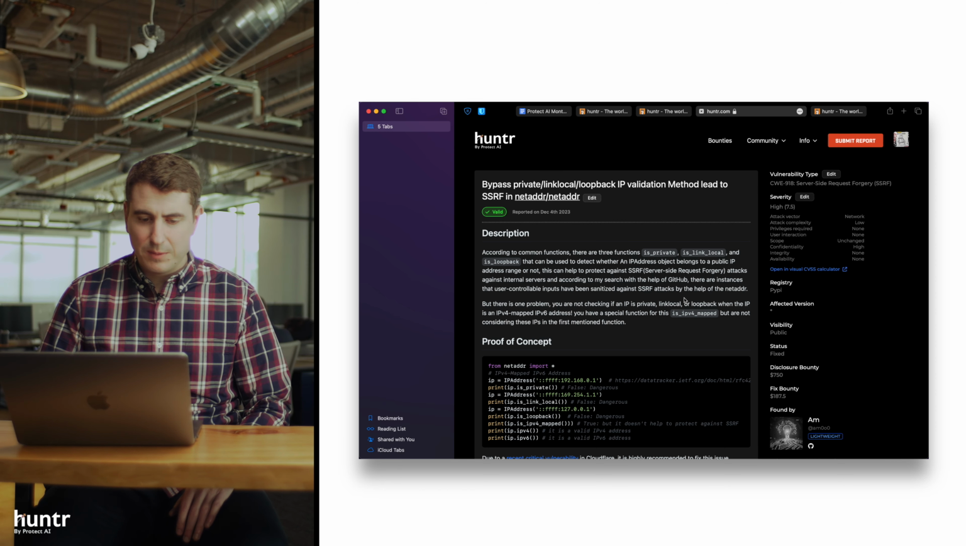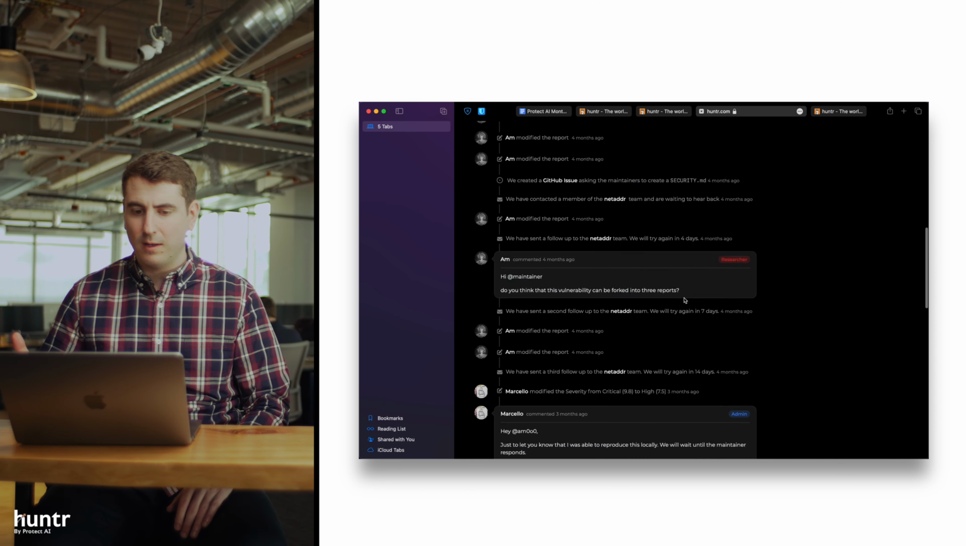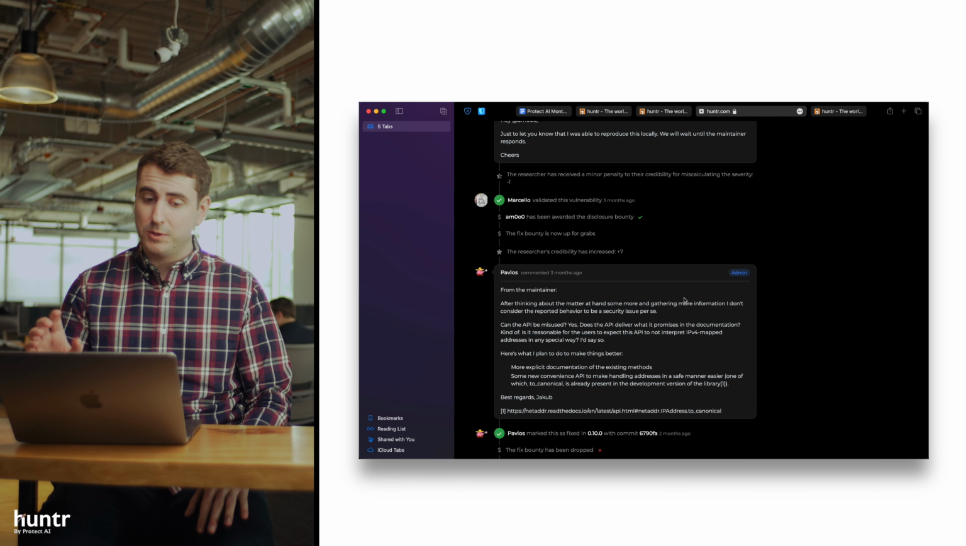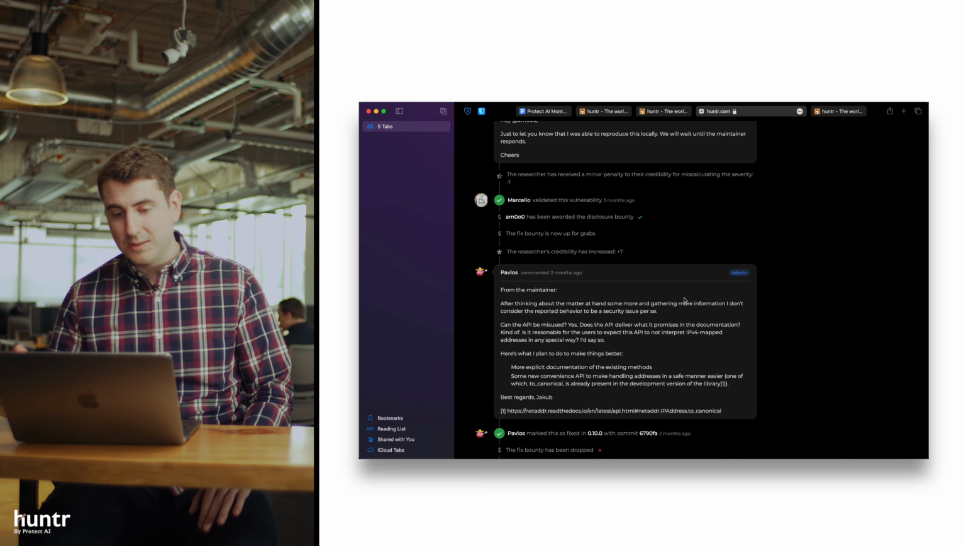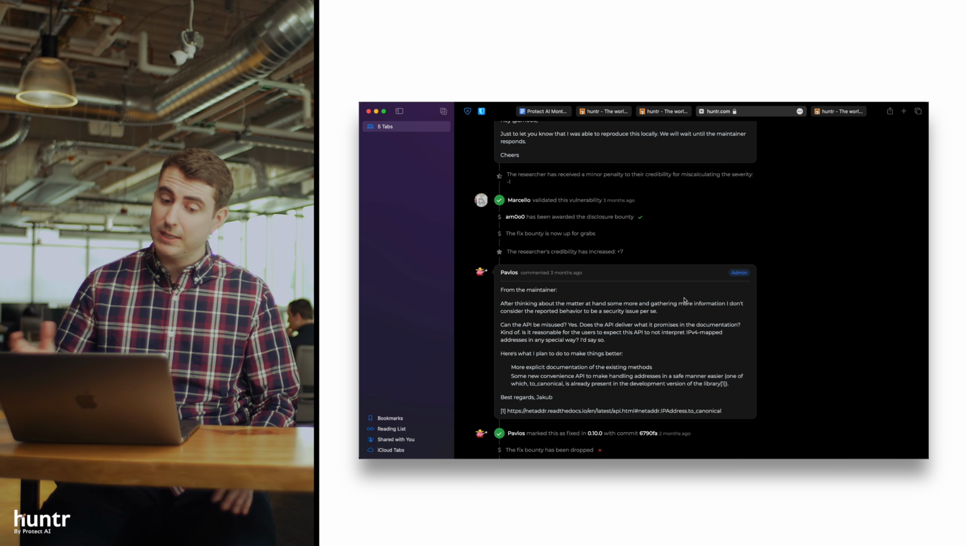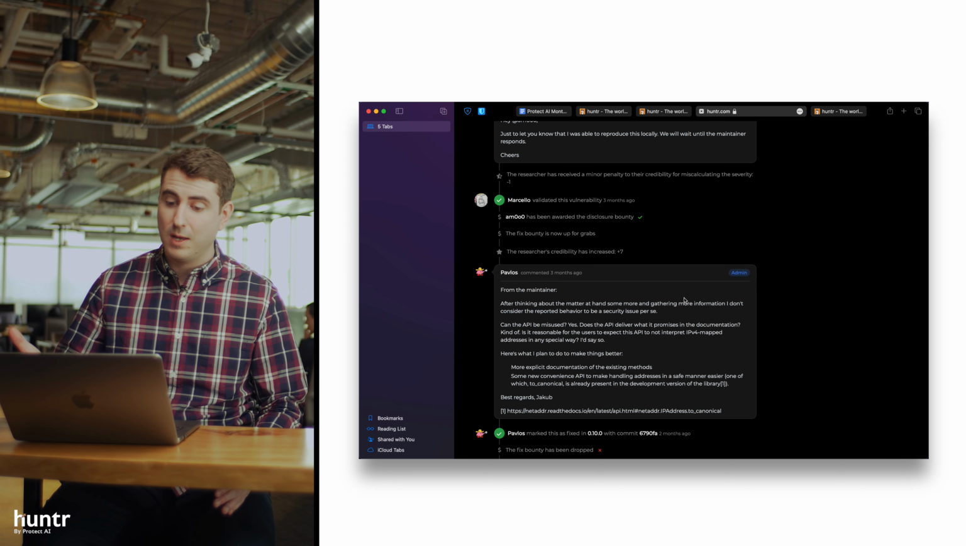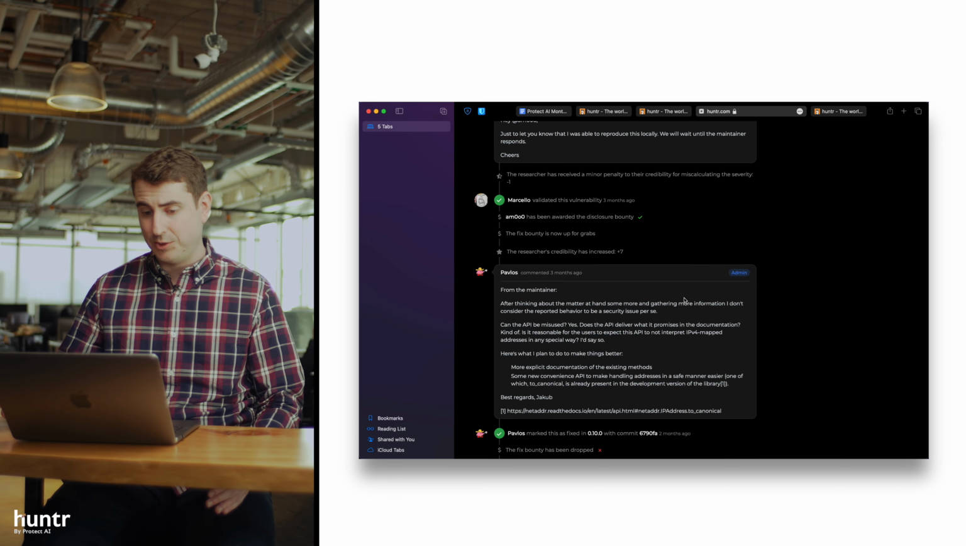Right. So we can actually read the maintainer's response. They said, after thinking about the matter at hand some more and gathering more information, I don't consider the reported behavior to be a security issue per se. Can the API be misused? Yes. Does the API deliver what it promises in the documentation? Kind of. Is it reasonable for users to expect this API to not interpret IP version 4 mapped addresses in any special way? I'd say so.